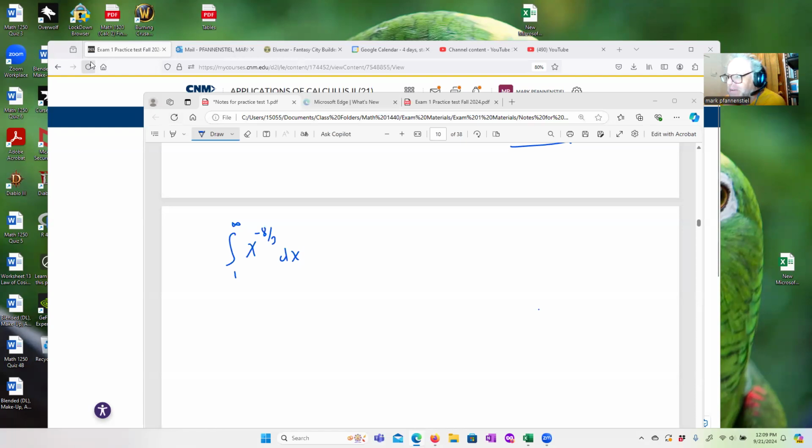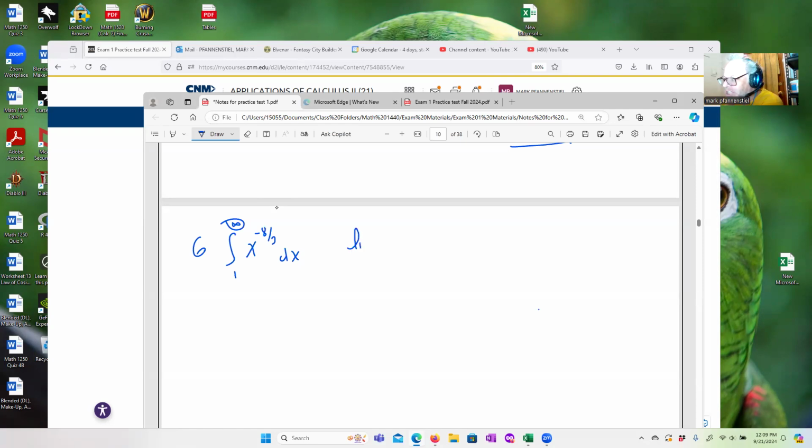We are continuing our series going through the pretest. This is problem number 6, and this is an improper integral. You can tell because it's got infinity sitting in here. So the first thing we're going to do is change that infinity to a limit as t approaches infinity. Integral from 1 to t, x to the negative 8 over 3 dx.